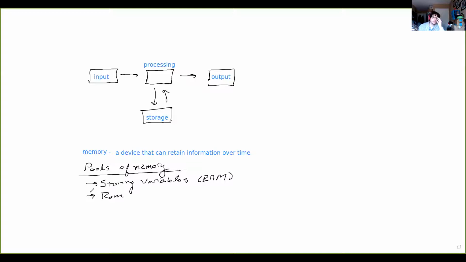Anyone feel free to store the program. Exactly. So ROM is for storing programs. Generally speaking, storing programs.